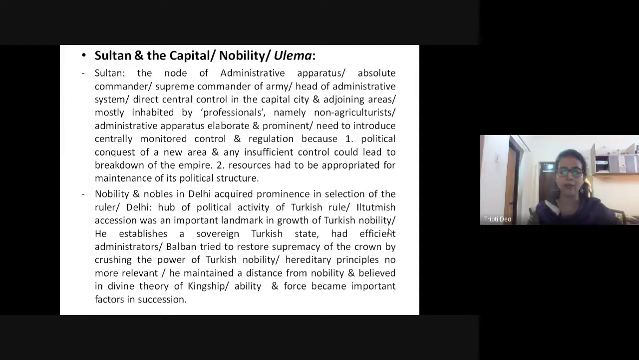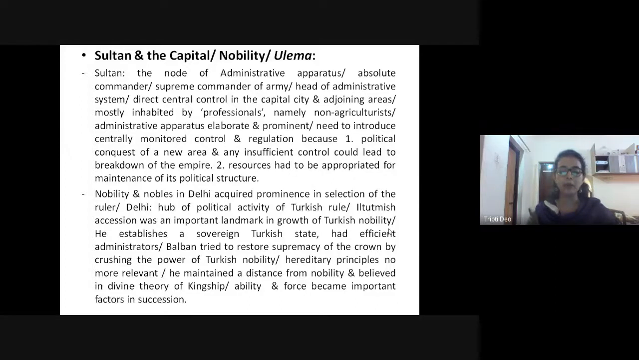So going back, I don't want to digress too much because we have very little time. Going back, the nobility in Delhi Sultanate played an extremely important role, nobility and the nobles. Delhi was the hub of political activity of Turkish rule. Iltutmish's accession was an important landmark in the growth of Turkish nobility. So Iltutmish was a Turk. And the Turkish nobility played a very, very important role in supporting Qutubuddin Aibak and Iltutmish and Iltutmish's family. Yes, he established a sovereign Turkish state and had efficient administrators.